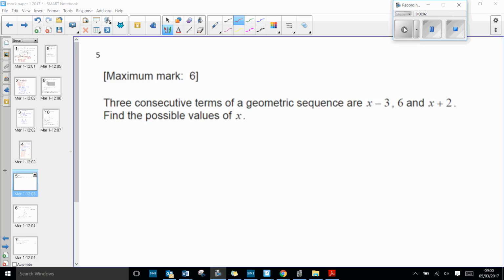Okay, so three consecutive, we know that means that there's one after each other. Three consecutive terms of a geometric sequence are x minus 3, 6, and x plus 2. Find possible values of x.